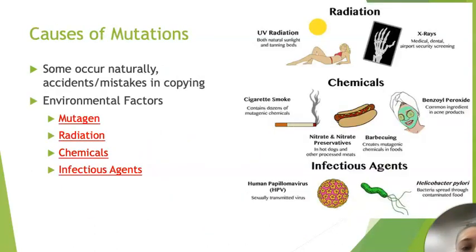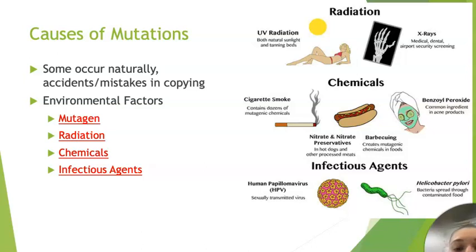So, some causes for mutations. I bet we've heard of a few of these. But the most common one actually is just a mistake when copying the DNA. So the cell is unzipping that DNA and trying to make a copy, and it just puts in the wrong base pair. But there can also be environmental factors that cause mutations as well.